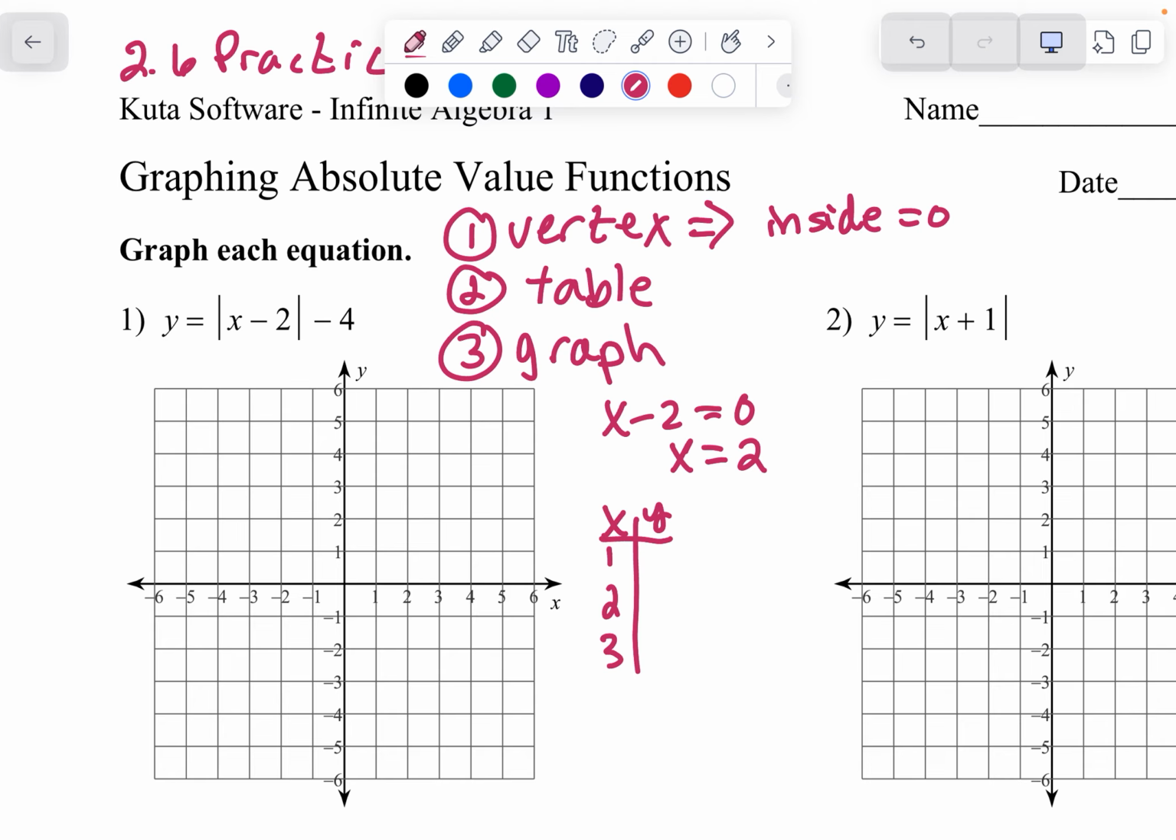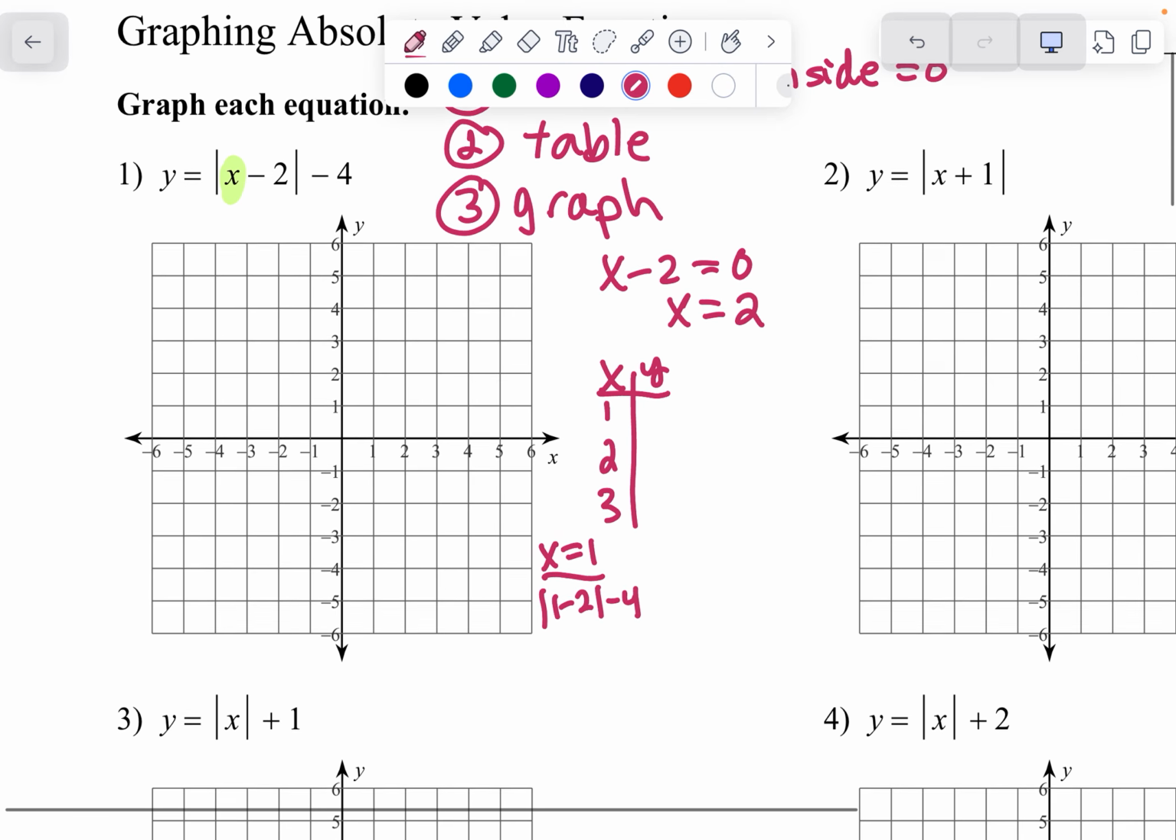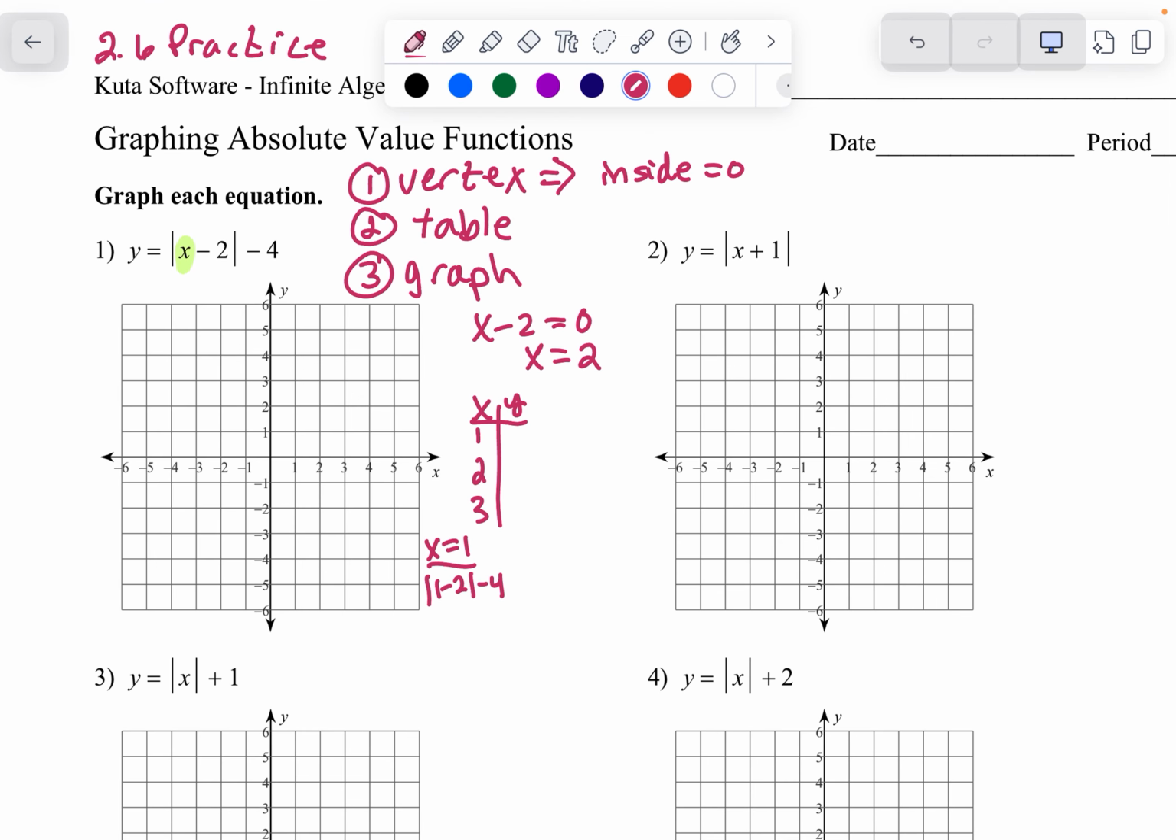Now we're going to plug those in. We have to follow our rules of order of operations. If we let x equal 1, so remember, each time we're just subbing out the x and replacing it with our table value. So we get the absolute value of 1 minus 2 minus 4, okay? So the absolute value of 1 minus 2 is the absolute value of negative 1. Get that answer, and that answer becomes positive. So you would get 1 minus 4, which is negative 3.